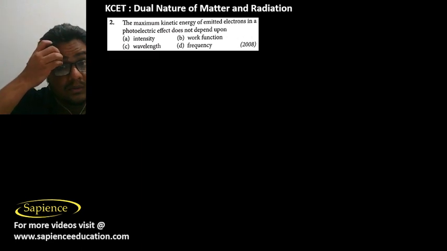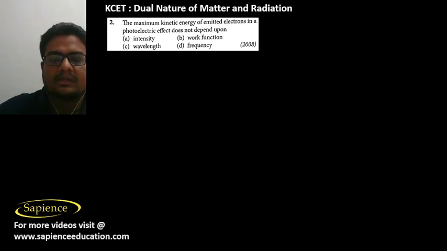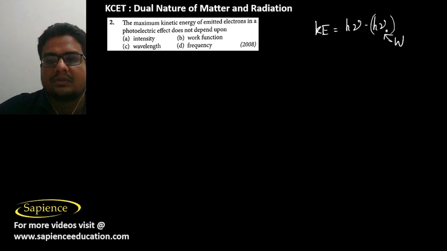Then in question number 2 it is told the maximum kinetic energy of emitted electrons in a photoelectric emission does not depend on. The maximum kinetic energy is equal to h nu minus h nu naught. So h nu naught is called the work function. It is represented by phi naught, work function.